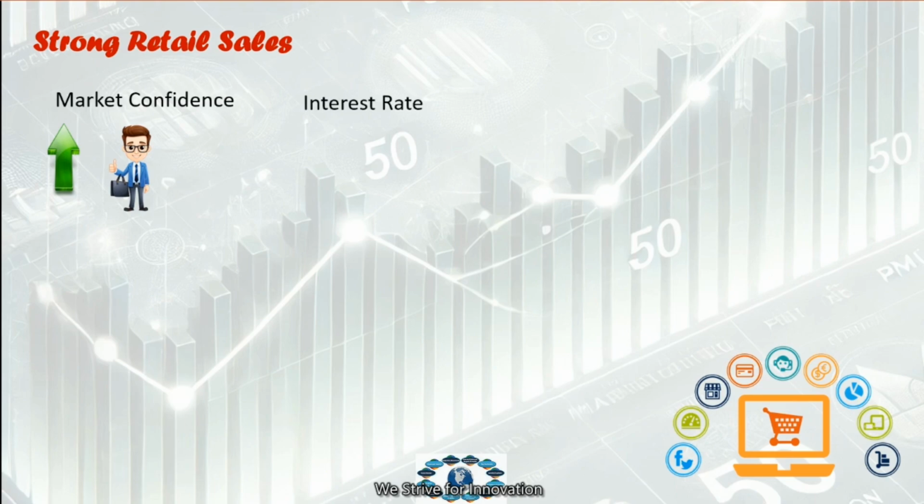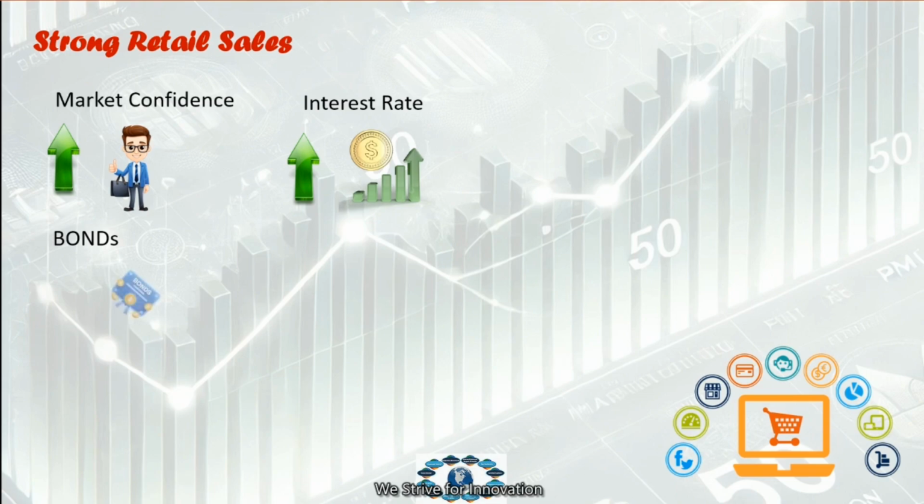How about interest rates? Central banks like the Federal Reserve monitor retail sales as part of their assessment of economic conditions. Strong retail sales might prompt an interest rate hike. Why? To prevent overheating and inflation. So interest rates go up. How about the bonds? Of course, bond prices will fall.